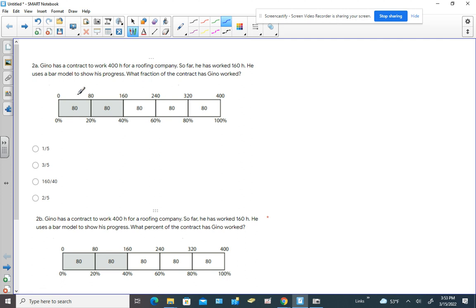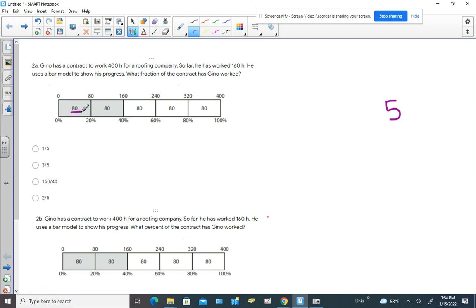Now, if you know how to look at this picture, there shouldn't be that much mental effort involved, because you can see we've broken things up into one, two, three, four, five chunks. So there are five chunks total. That's the all of it. And if you look to see how many were shaded, we have two of the five chunks shaded.